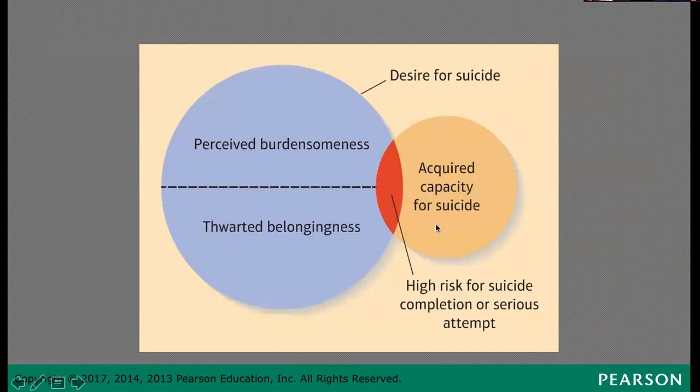Okay, acquired capability for suicide happens when you start experimenting with it. When you start experimenting with suicidal type behavior by non-suicidal self-injury, by cutting or burning yourself on purpose. When you take all of these together, you have a huge risk for suicide.